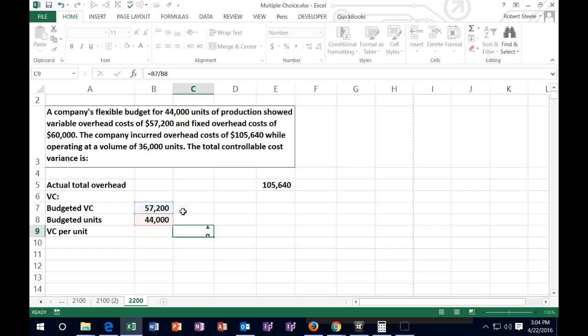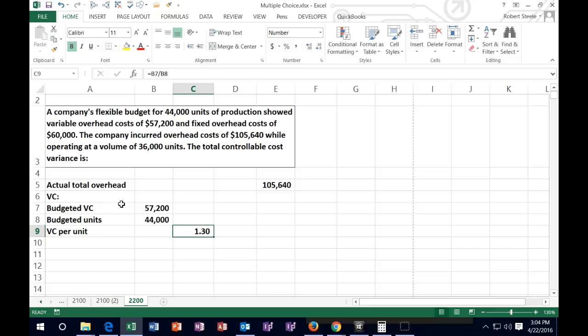I'm going to select Control Enter. It's not 1, of course, because that's rounded with no decimals. So I'm going to go to the Home tab, go to the numbers, and increase decimals, and that'll give us the 1.30. So $1.30, the 57.2 divided by the 44,000, that gives us that $1.30.